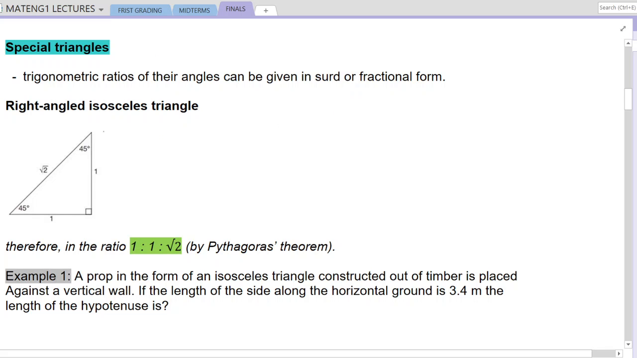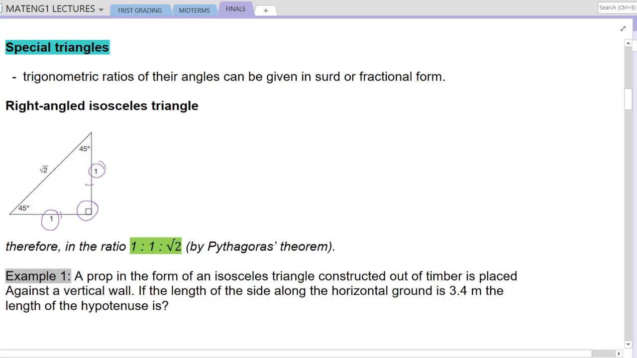Okay, so the right angled isosceles triangle. We all know that an isosceles triangle has two equal sides. For the right angled isosceles triangle, we have the 90-degree angle included in the triangle, and we have the two equal sides of the triangle. We represent each of those as 1 unit, so that is unitless, 1 unit.